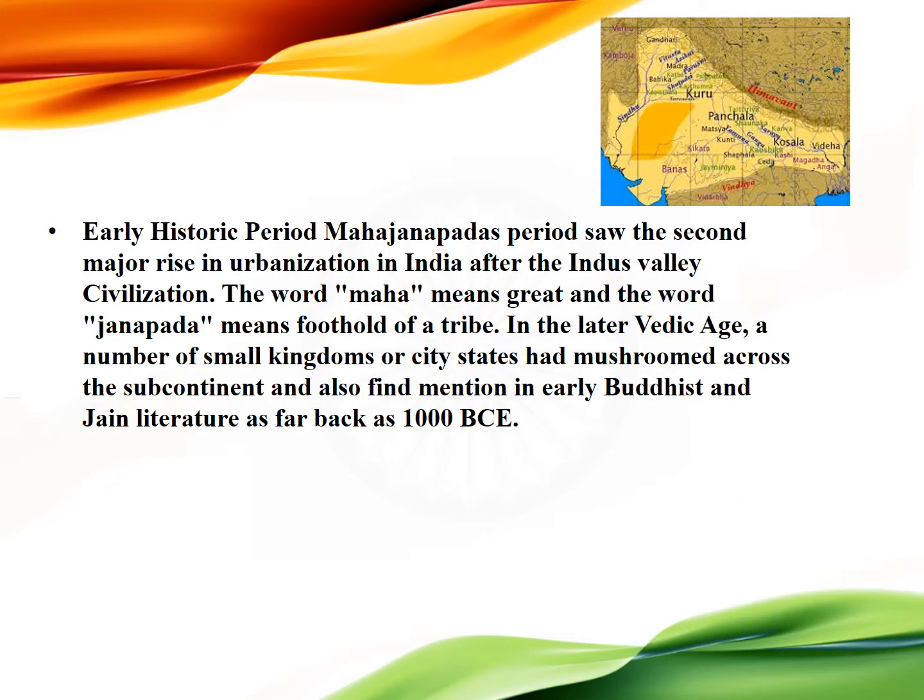The second period is called the Mahajanapadas period, which saw the second major rise in urbanization in India after the Indus Valley Civilization. The word Maha means great and the word Janapada means foothold of a tribe. In the later Vedic age, a number of small kingdoms or city-states had mushroomed across the subcontinent and also find mention in early Buddhist and Jain literature as far back as 1000 BCE.